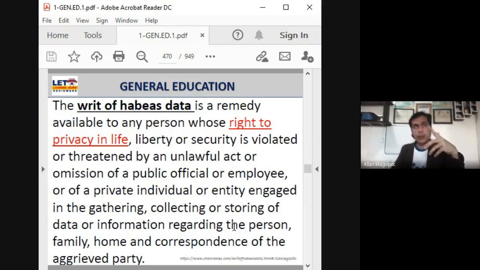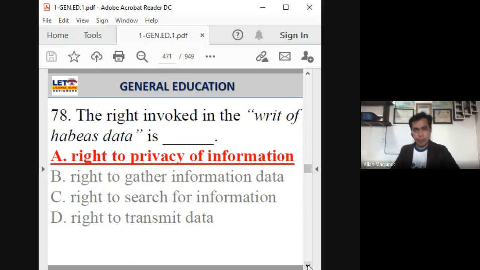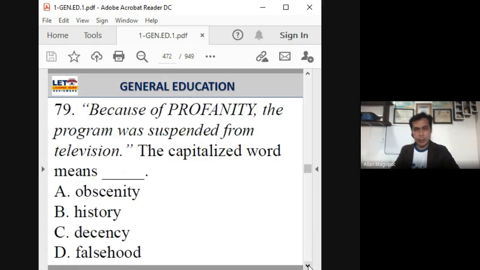Na example natin last time, JMC is one example of a private entity that's engaged in gathering and collecting data, di ba? Nakalagay lahat ng information, your name, your family, your contact number, email. Sa amin, sa mga employees, we gave them our information about SSS number, TIN number, and so on, marami pang information. So if you think that your right or your privacy in life, liberty is violated because of information, a person may invoke this right, the writ of habeas data. So that's right to privacy of information. Next question.